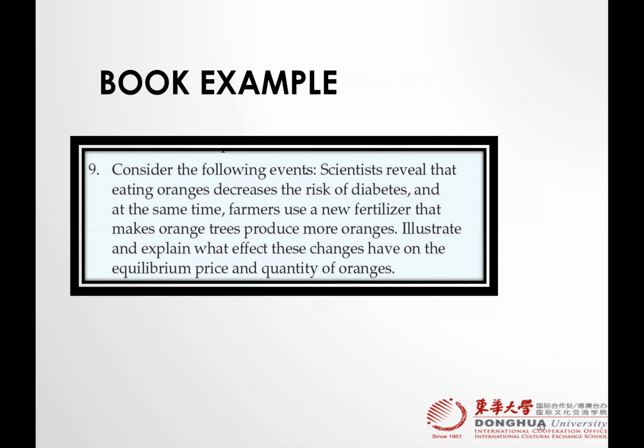Consider the following events. Scientists reveal that eating oranges decreases the risk of diabetes. And at the same time, farmers use a new fertilizer that makes orange trees produce more oranges. So you have to illustrate and explain what effects these changes have on the equilibrium price and equilibrium quantity of oranges.